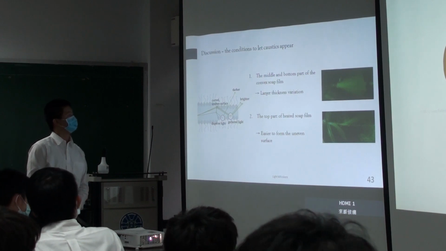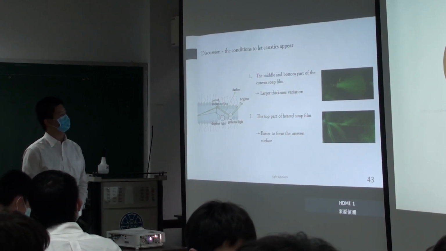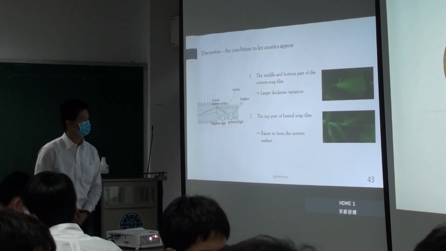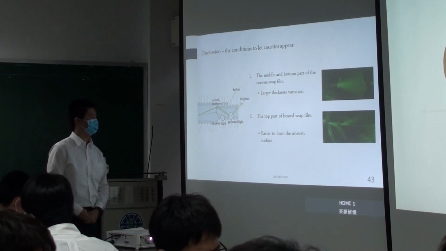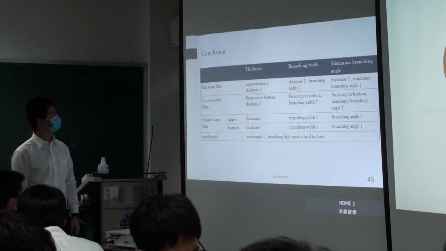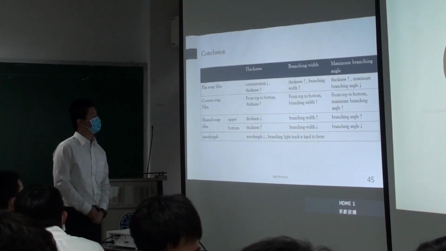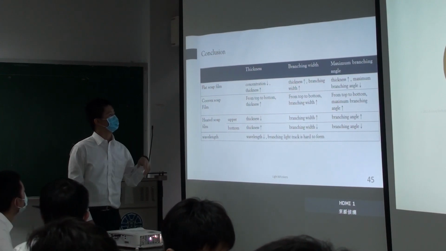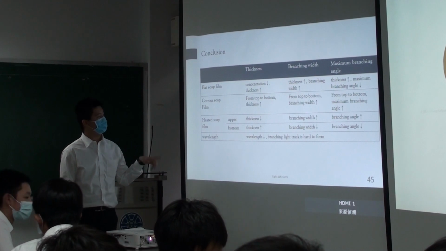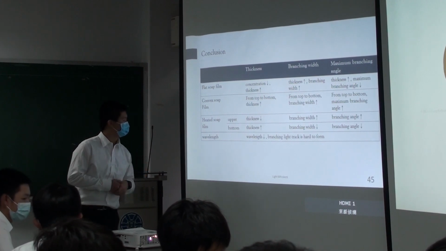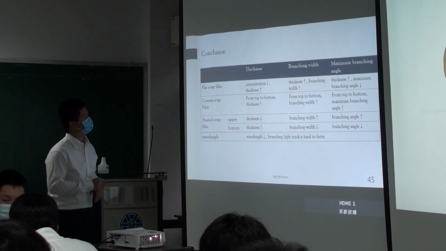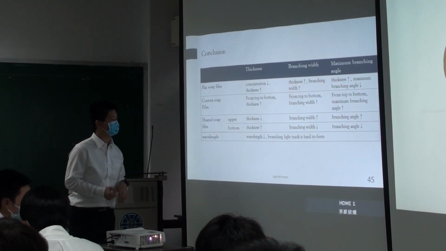So we know that the middle and the bottom part of the convex cell film have larger thickness variation. The top part of the heated cell film is easier to form an uneven surface that creates this phenomenon. Now, for the conclusion, for the thickness: for the flat cell film, when the concentration decreases, the thickness increases. Convex cell film, from top to bottom, the thickness increases. Heated cell film, the upper part thickness is lower, and the bottom part thickness is higher.